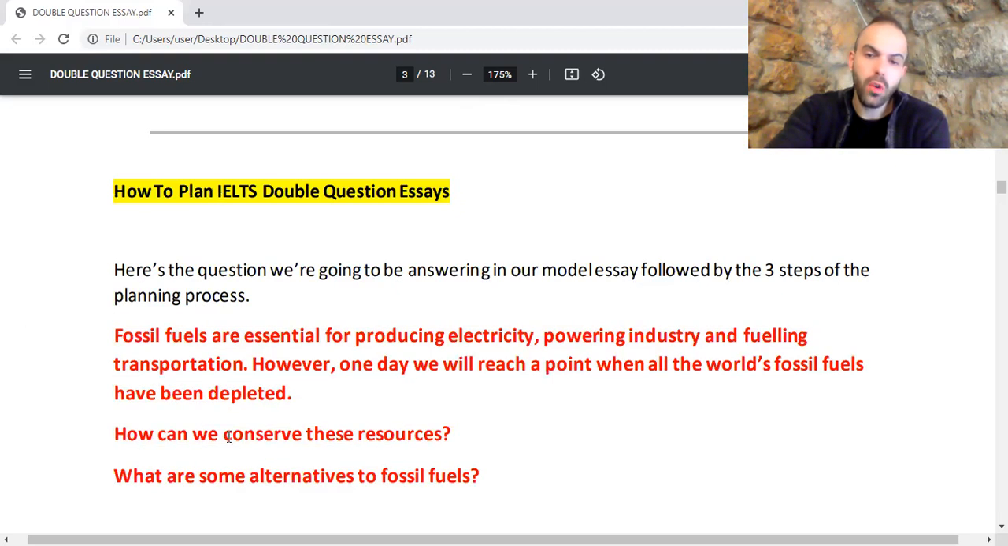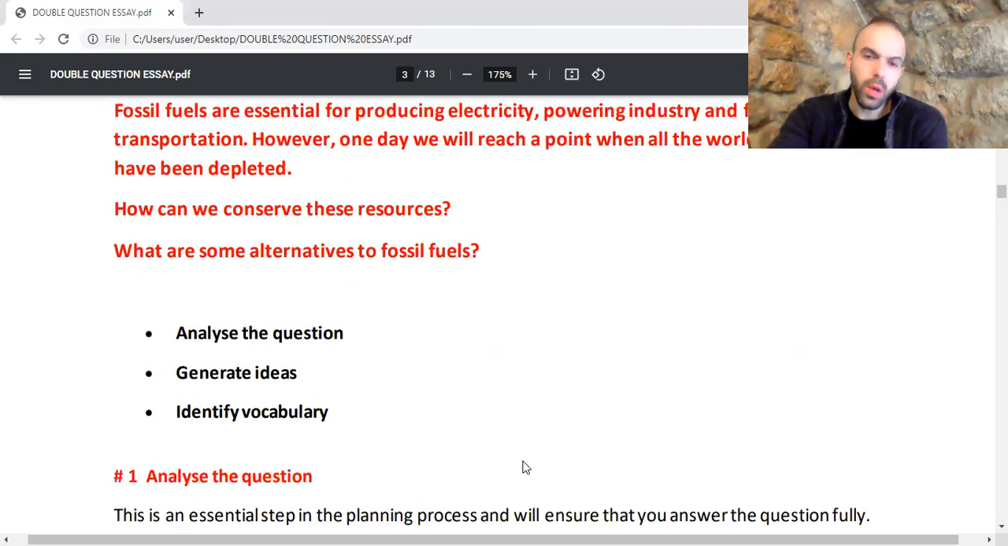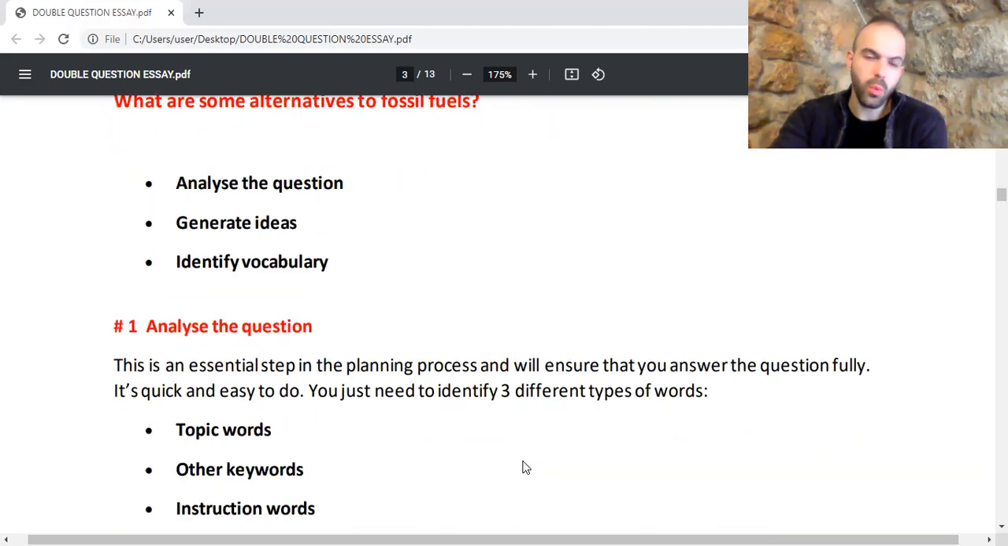How can we conserve these resources? So that's the first question. And what are some alternatives to fossil fuels? So it's obviously a direct question essay. So we need to analyze the question, generate ideas, and identify vocabulary. Let's focus on the first point, which is analyzing the question. This is an essential step in the planning process and will ensure that you answer the question fully. It's quick and easy to do.